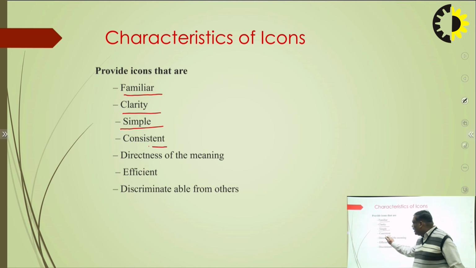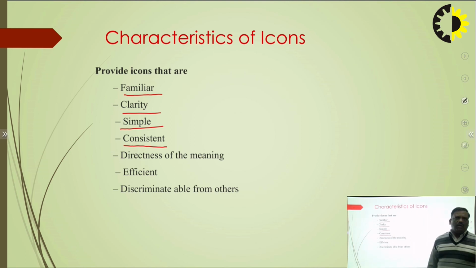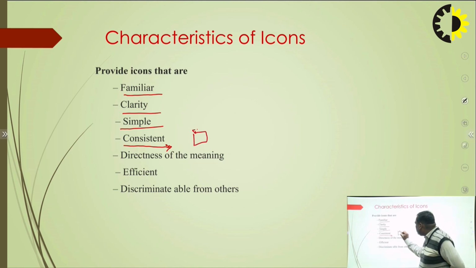Consistency in the whole document. Consistency of the icon is present, that means if we use this type of icon for the folder, then all folders are present in the same manner. Directness of the meaning, an icon must be used according to its meaning.